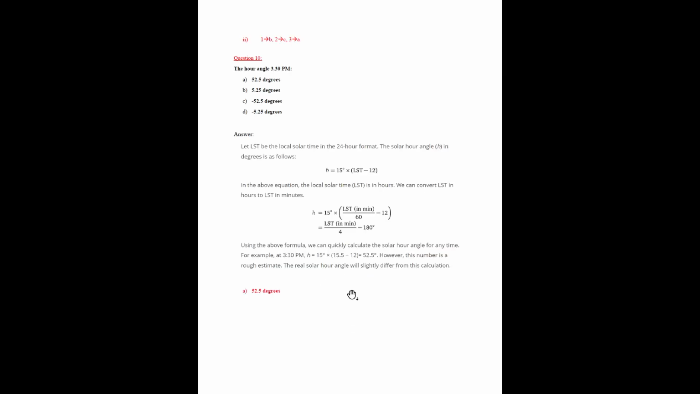And PM, generally the sun is on the right side, so we consider positive. So the formula in the local LST format is H equals 15 degrees times (LST minus 12). We can convert the LST in hours to LST in minutes. So in minutes, H equals 15 degrees times (LST in minutes over 60 minus 12); this is the actual formula. Using the above formula, we can quickly calculate the solar hour angle at 3:30 p.m.